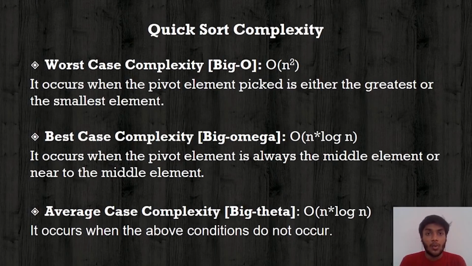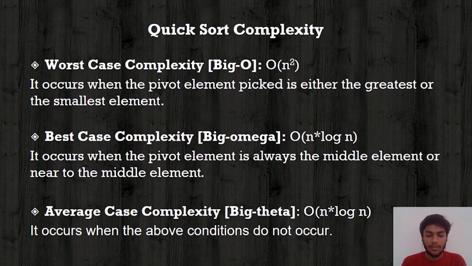Quicksort complexity. The worst-case complexity, represented by big O, is O of n squared. It occurs when the pivot element picked is either the greatest or the smallest element. This condition leads to the case in which the pivot element lies at an extreme end of the sorted array. That is, one subarray is always empty and the other subarray has n minus 1 elements. Thus, quicksort is also called on this subarray.